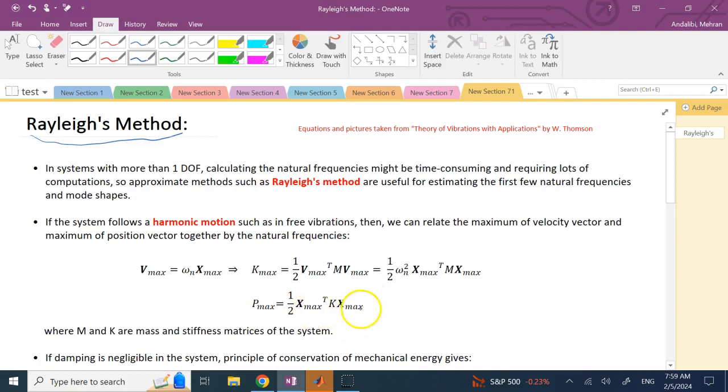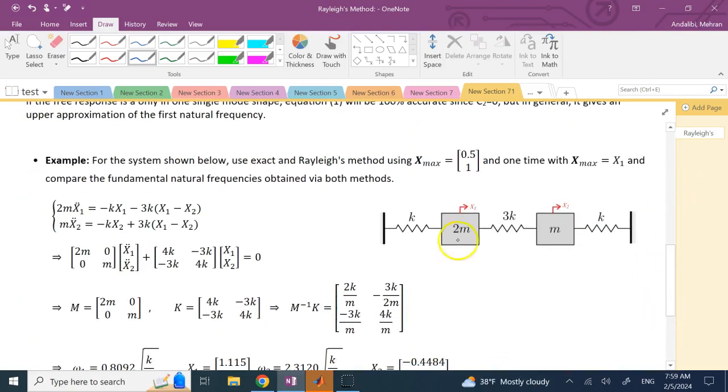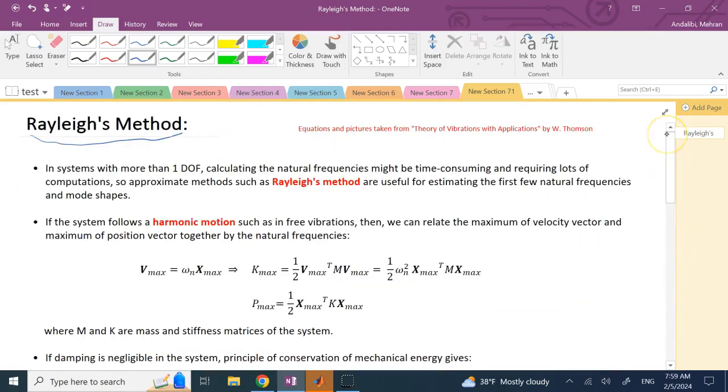We're going to derive what we call the Rayleigh quotient, and we're going to use it for a 2DOF system here, and we're going to compare the result of that with the accurate, analytical solution.